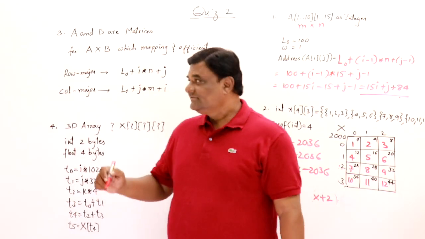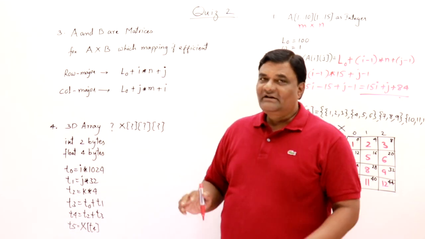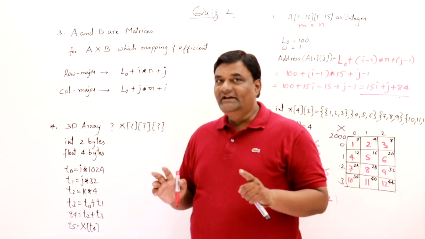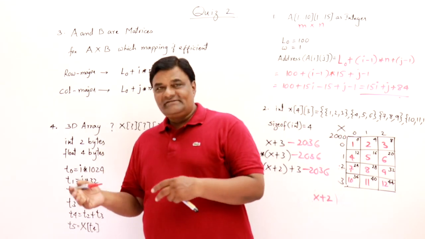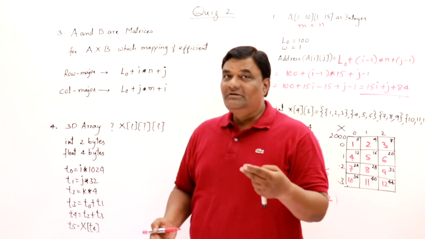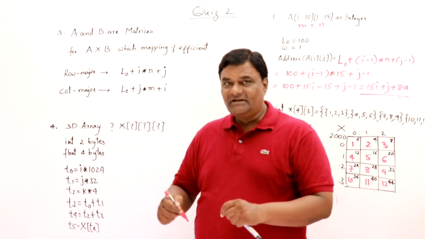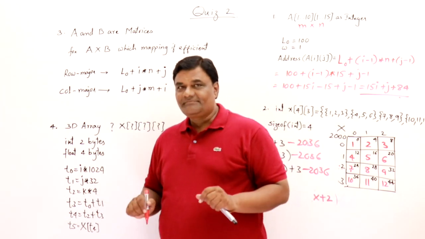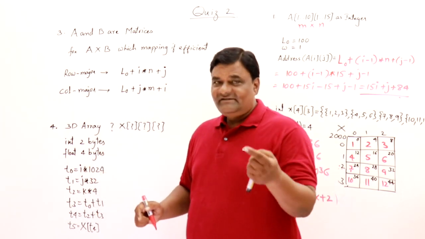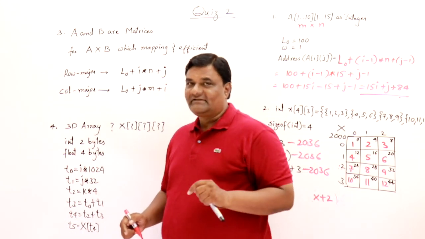Now the next question is the third question. Here the question is, there are 2 matrices A and B. Matrices can be represented either using row major mapping or column major mapping, right? By a compiler, they can be represented in any way. But C language and C++ compiler follow row major mapping, right? We have already discussed this one.